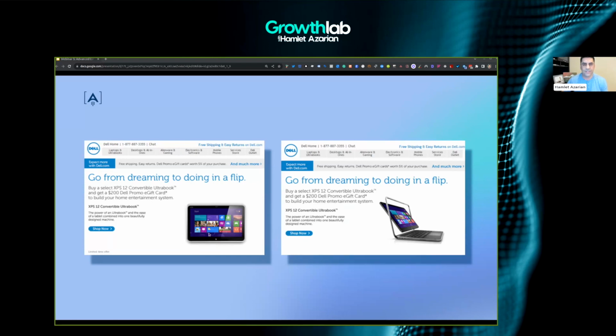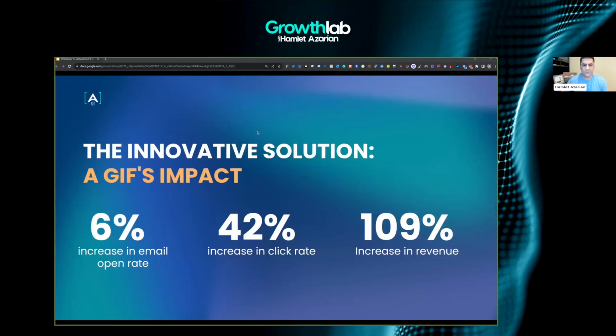One showed it as a tablet, and then they had another one that showed it like this, where it was a tablet and you can see it rotating, and it was also a PC. The one on the right blew away the open rates by 6%. They increased the click-through rates by close to 42%, and lastly, increased revenues by 109%. So yes, we are talking about all these best practices, but it's really important to remember the content itself is still critical in all of this, and for you to be constantly testing and iterating, with different ways of trying to get the message across as quickly as possible.